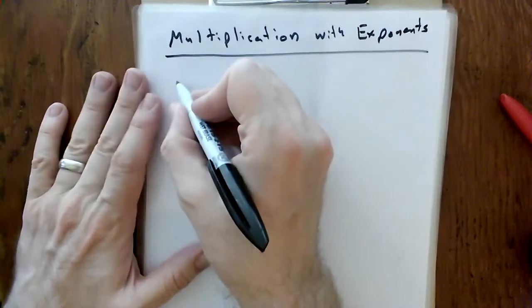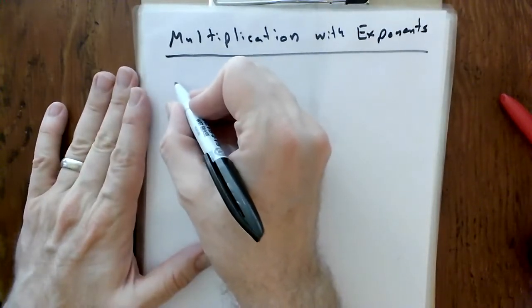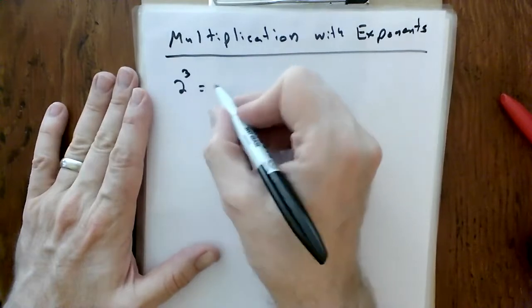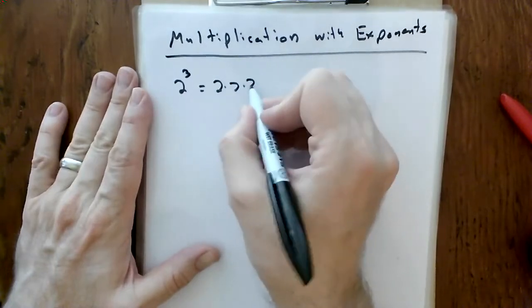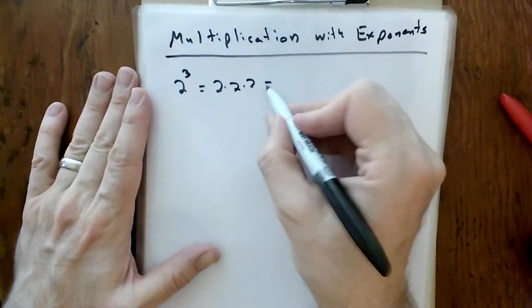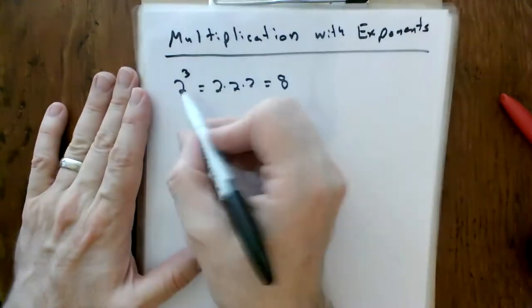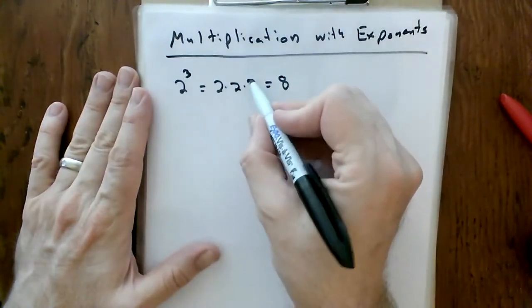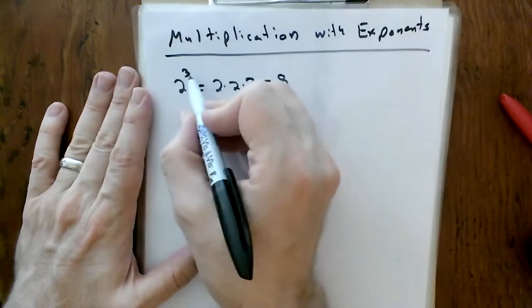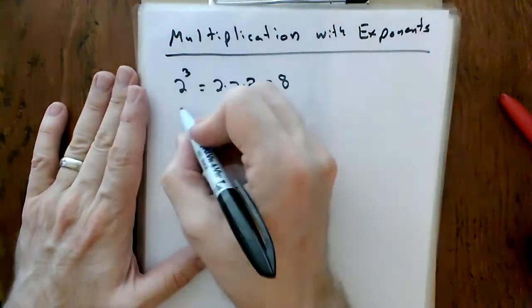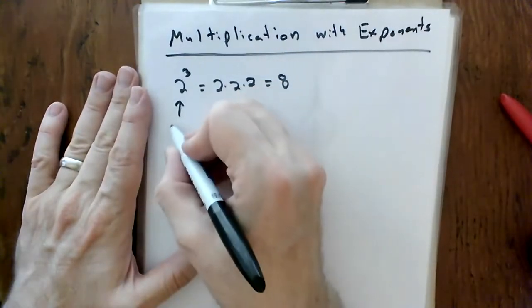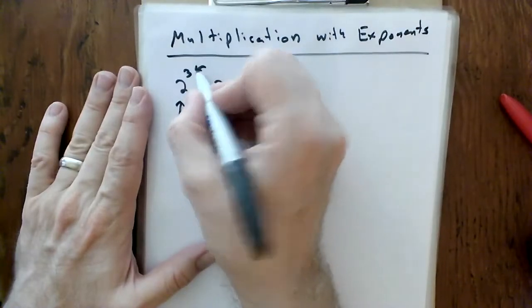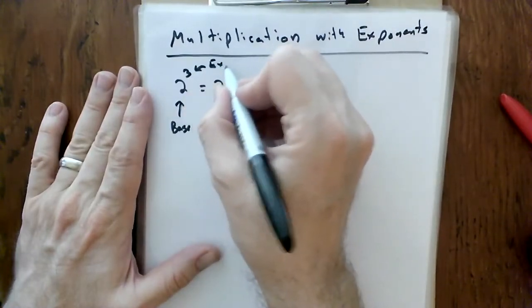So if I've got, say, 2 to the third power, this is going to be 2 times 2 times 2, which is 8. Now, notice that I'm not multiplying by 3 at any point in here. I'm multiplying 3 times, but I'm never multiplying by 3. This number here is called our base. And of course, the number up and to the right is our exponent.